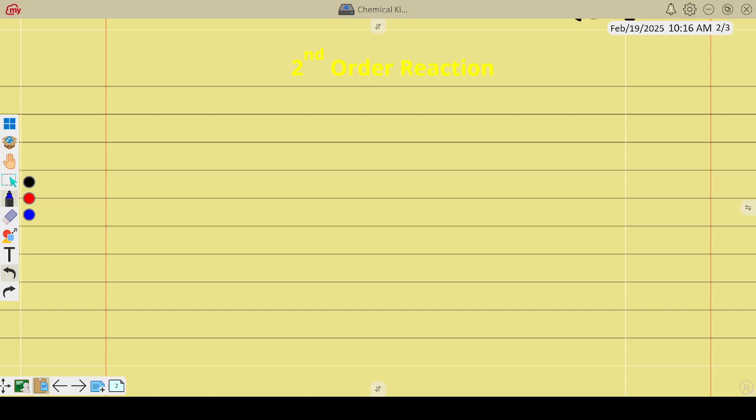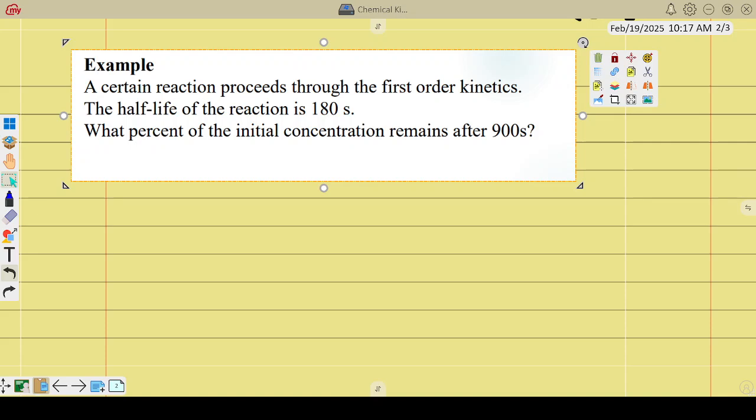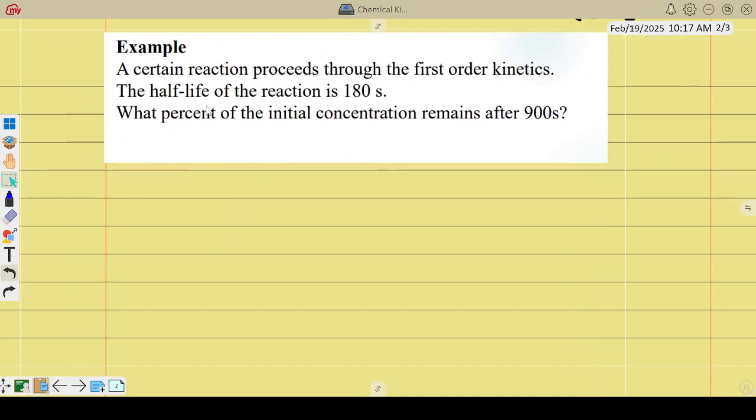Oh wait guys, before we proceed, I've just remembered a very interesting question. This is the last question. I forgot to highlight this one to you. So let's look at this example real quick. A reaction proceeds through first order kinetics. The half-life is 180 seconds. What percentage of the initial concentration remains after 900 seconds?